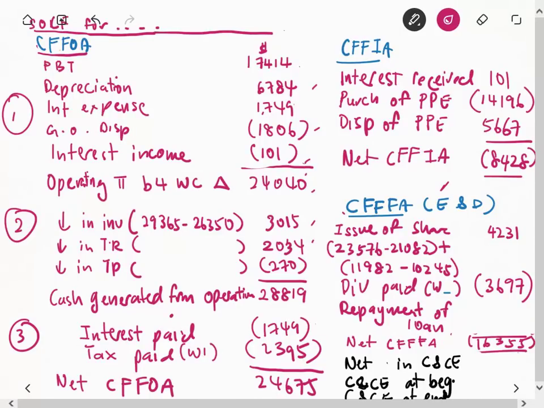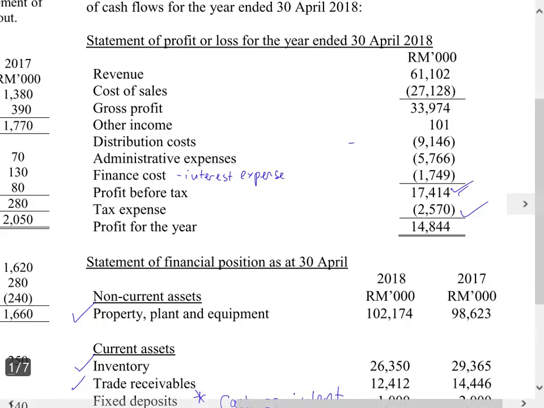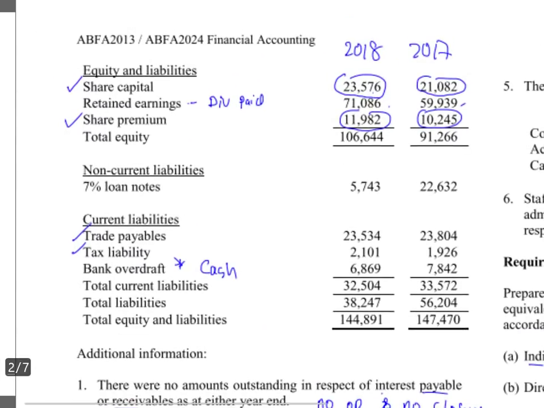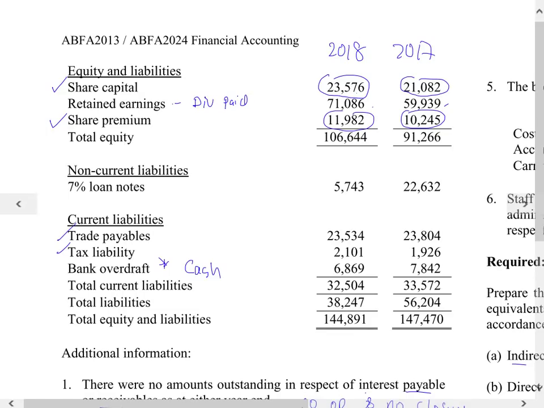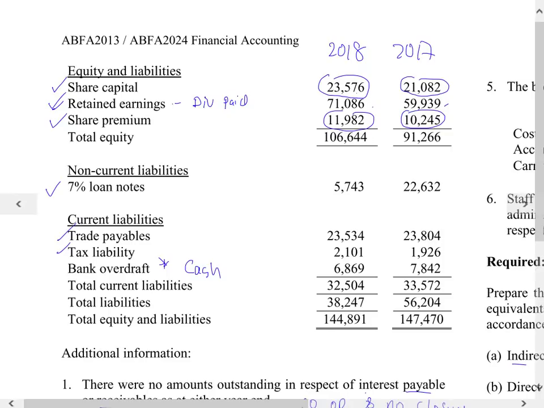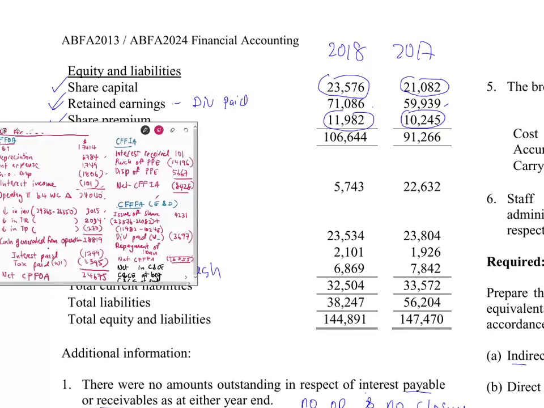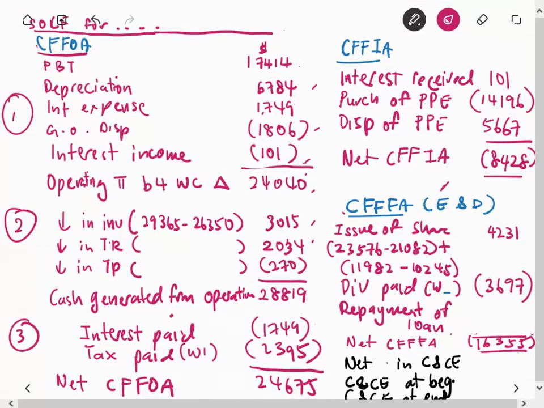Next one will be loan. So check. Loan, yes, I got a 7% loan. Retained earnings done, put a tick. Loan, last year 22. This year 5. Inflow or outflow? Why? Because I pay back the loan. Repayment of loan is an outflow. A loan is financing, so repayment of loan.